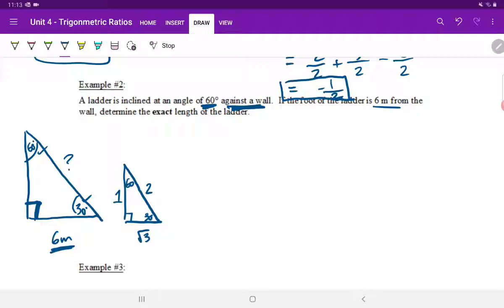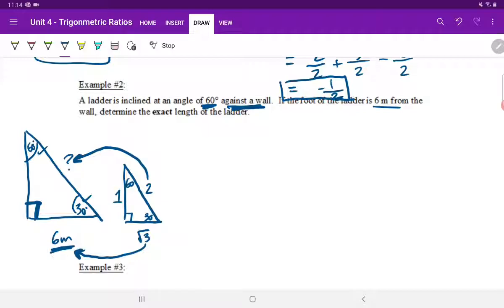Well, ask yourself this. If you went from square root of 3 to 6, what did you multiply by to go from the square root of 3 to 6? Whatever you figure out that to be is the same number that you multiply by to figure out your new hypotenuse, or the length of the ladder is. And you can set up ratios to do that.